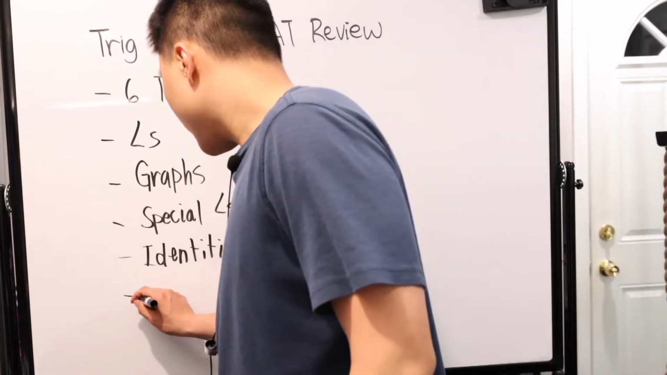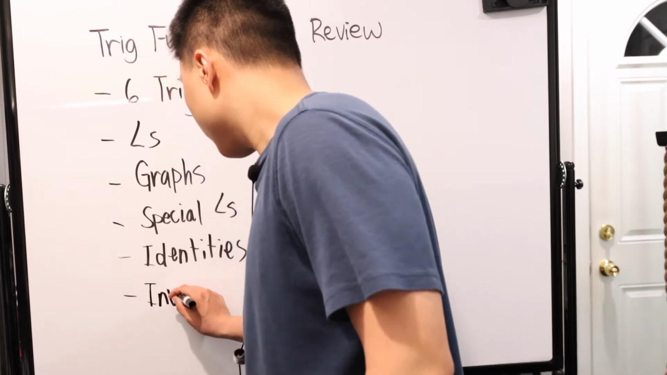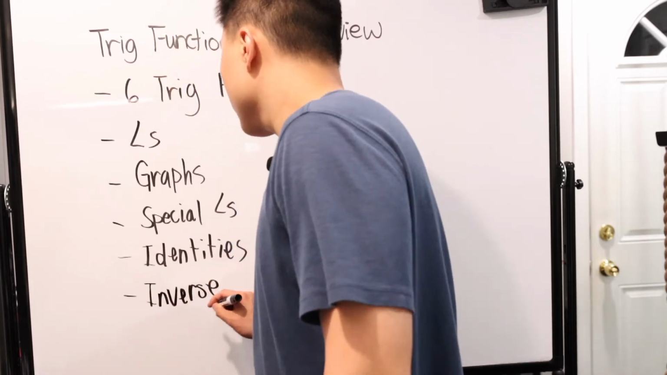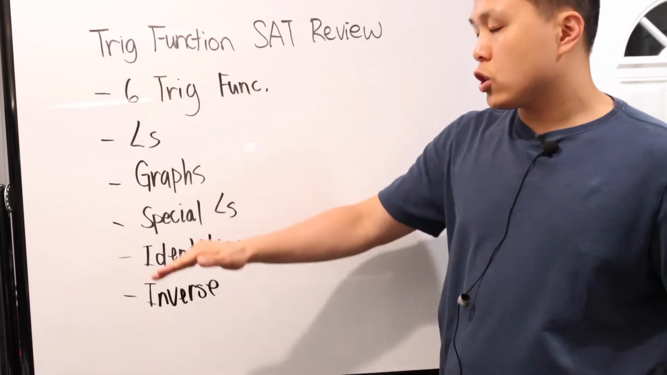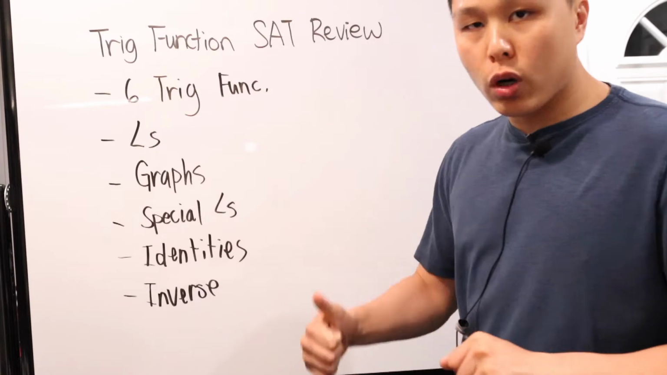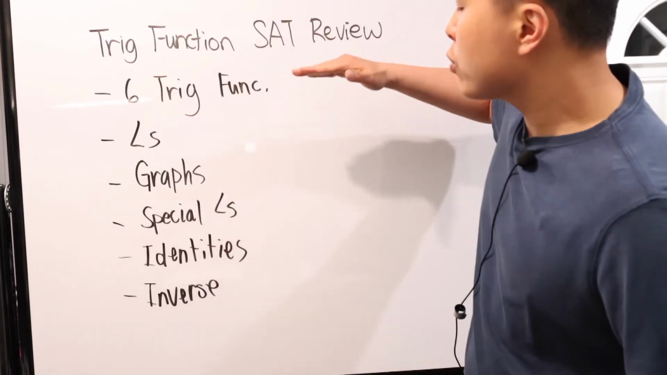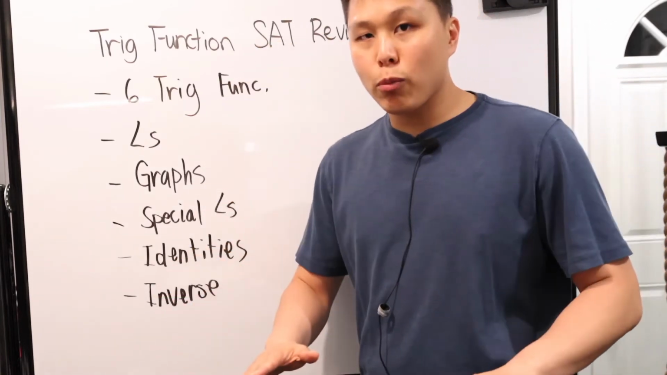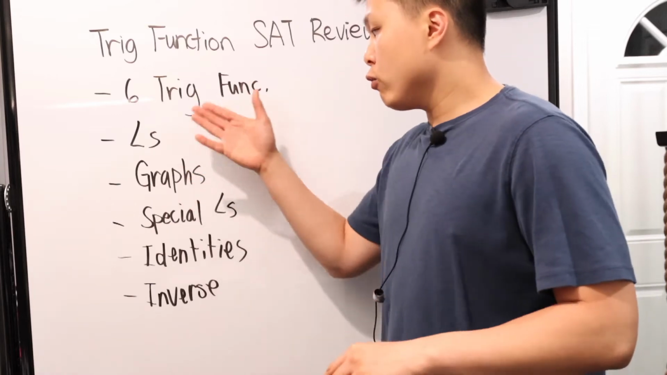And lastly, you have to understand what an inverse function is in relation to the trig functions. So these are the 6 topics. If you can understand these 6 topics and have them basically in your pocket, you are good to go. So let's start going through each and every one of them and briefly summarize what you can expect in relation to each of these topics.